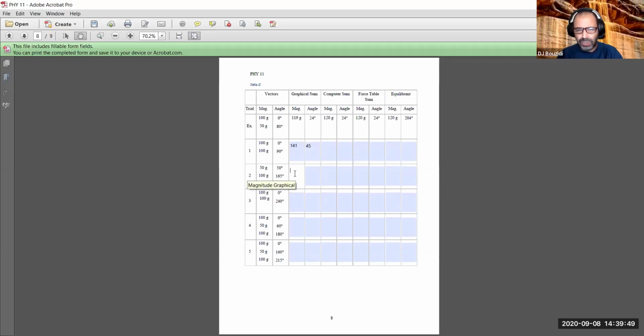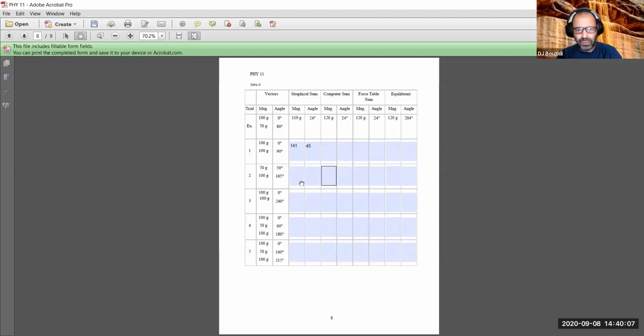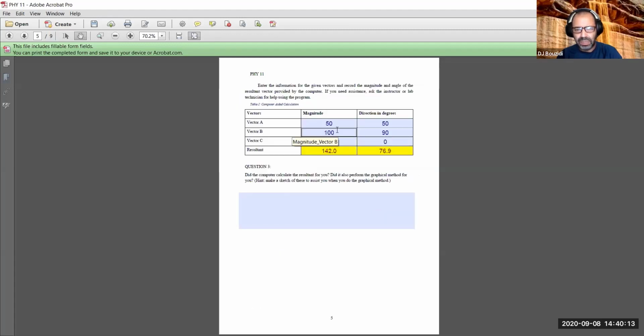So I need the magnitude from this, and I need also the direction from this. 50 grams at 50 degrees. Let's go up and put 50 grams at 50 degrees. That's one, but that's not completely everything. So I need to go back in here and find the other one: 100 grams at 165 degrees. Okay, 100 grams, that's already there, at 165 degrees, correct?